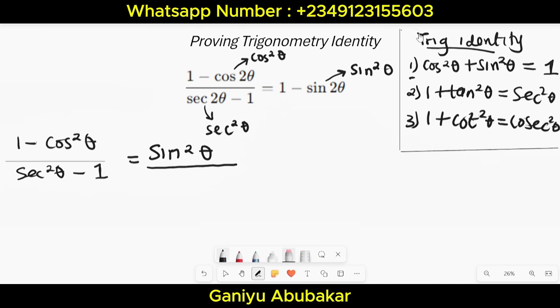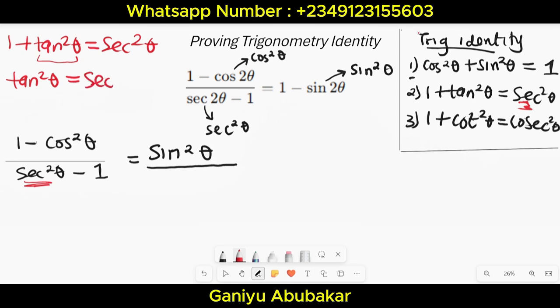Now for this denominator, I can use sec square theta, and 1 can be sensed in this second part, number 2. So if I write out number 2, 1 plus tan square theta equals sec square theta. If I try to make tan the subject, I have tan square theta equals sec square theta minus 1. Why? Because this 1 will move to the other side and becomes negative 1.